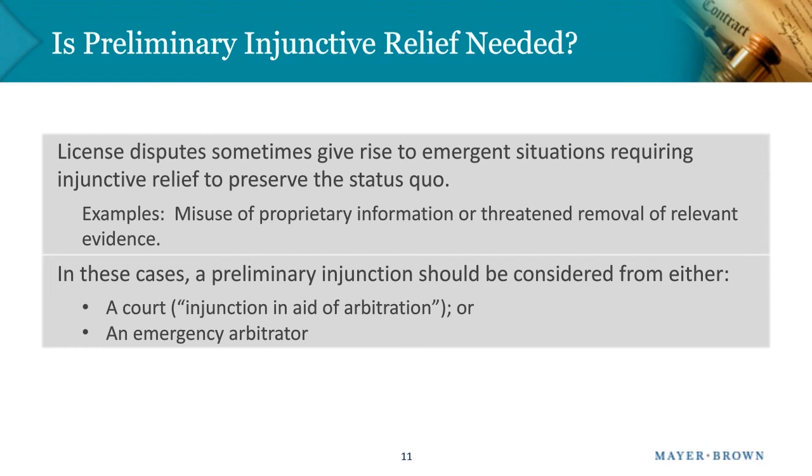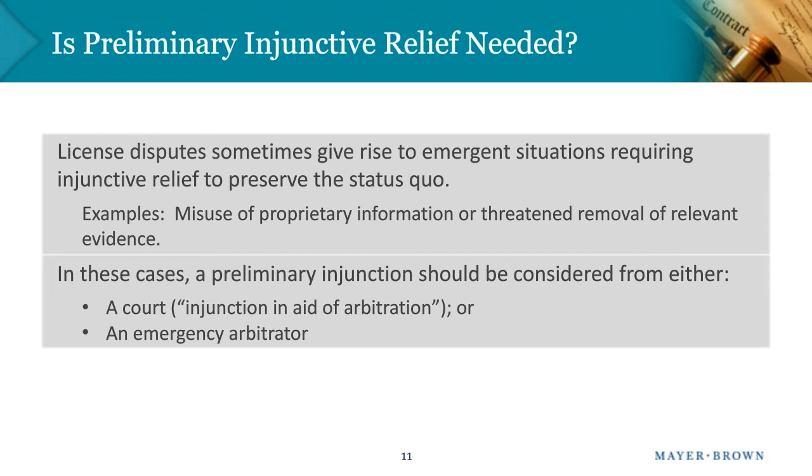Many, if not most, states have statutes authorizing injunctions in aid of arbitration, and so this may very well be an option if injunctive relief is needed. The second option is injunctive relief from an emergency arbitrator appointed by the administering institution.